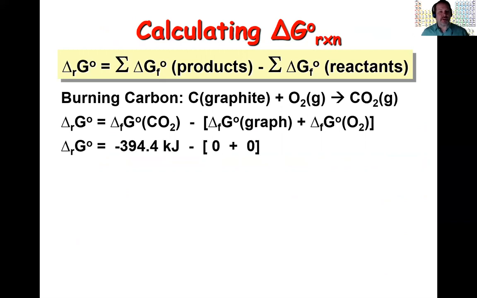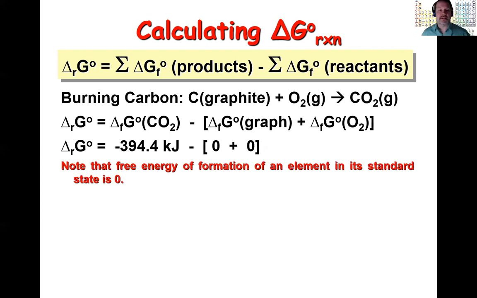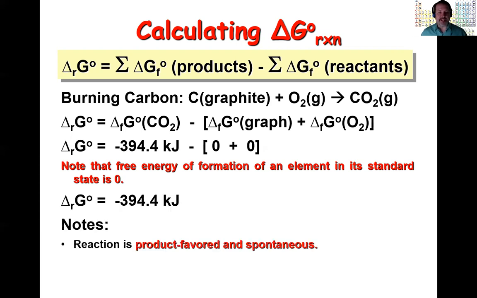Well, it turns out when we look it up that we find 0 for the 2 reactants because these are elements in their standard state. So this makes it a lot easier. Then we have our Gibbs free energy of the product, and that's going to turn out to be the Gibbs free energy for the entire chemical reaction. All right, so that's a pretty easy way to calculate it.